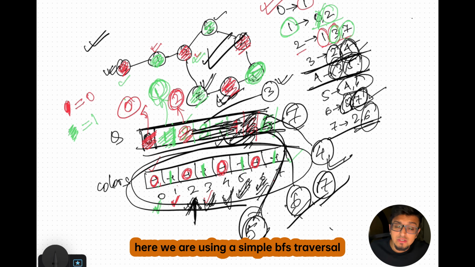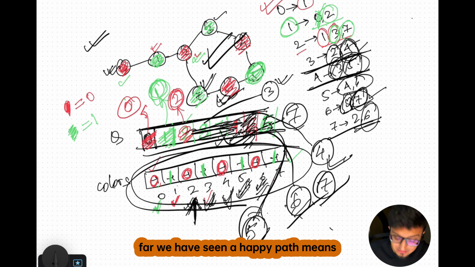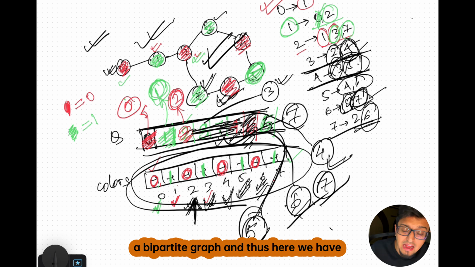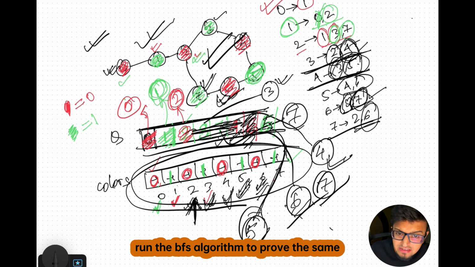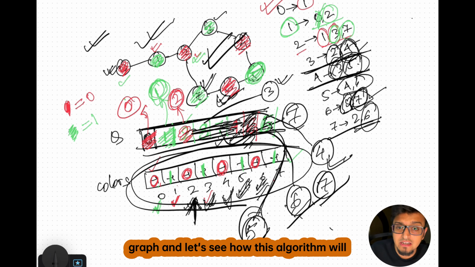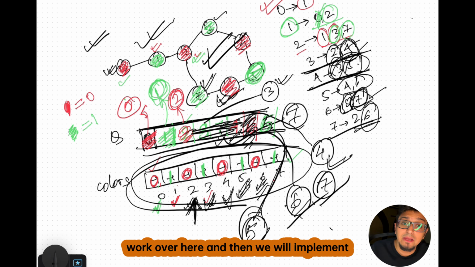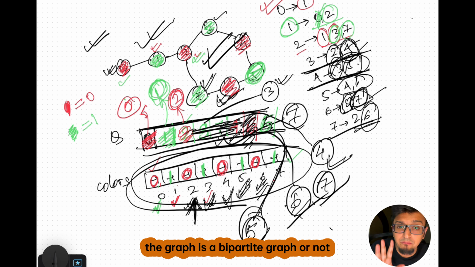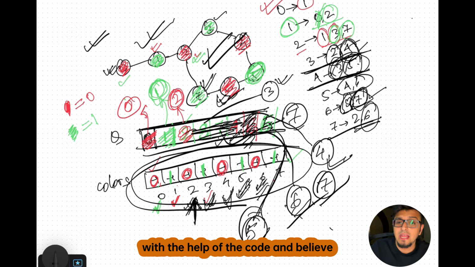So here we are using a simple BFS traversal or a brute force approach to color each and every node of the graph. So far we have seen a happy path, means this graph we already knew that this was a bipartite graph, and thus here we have run the BFS algorithm to prove the same. But here let's now take a non-bipartite graph and let's see how this algorithm will work over here, and then we will implement this complete logic, that how to detect that the graph is a bipartite graph or not, with the help of the code.